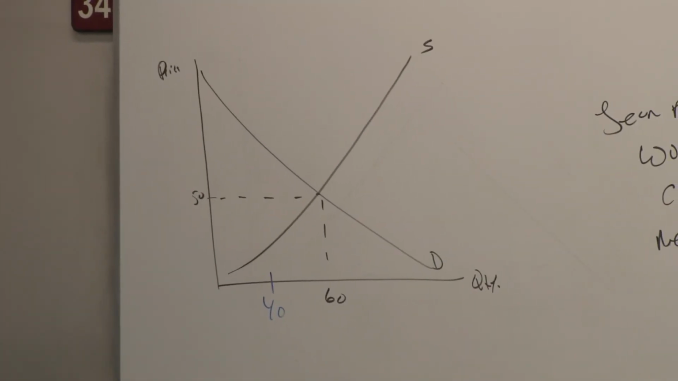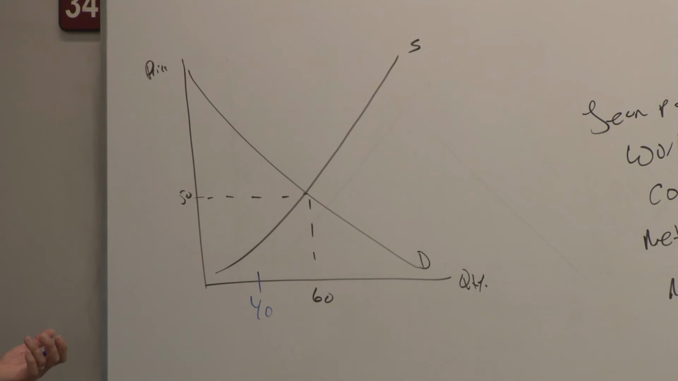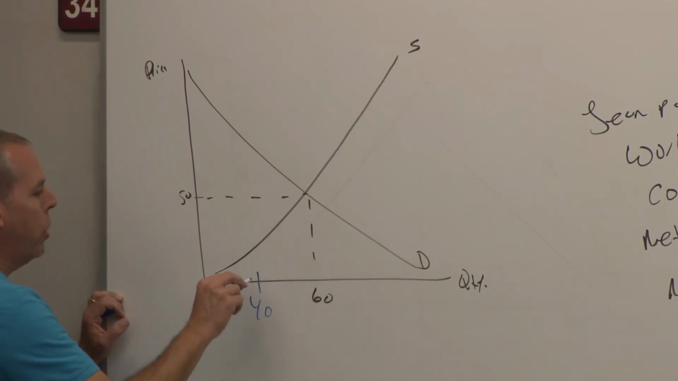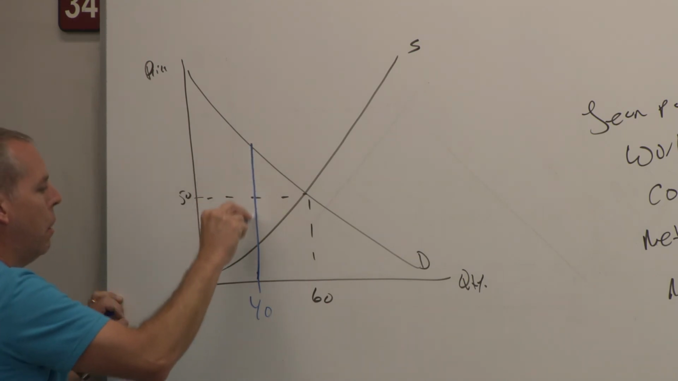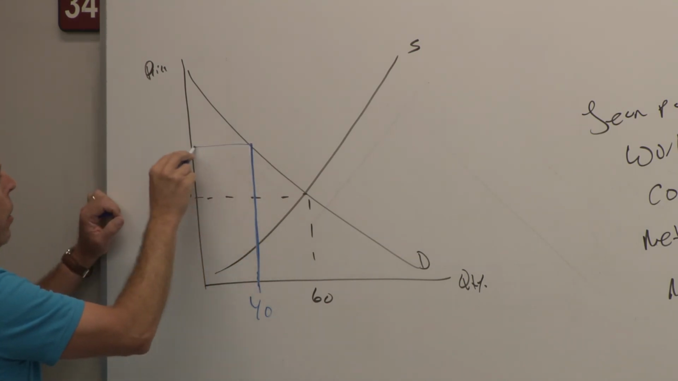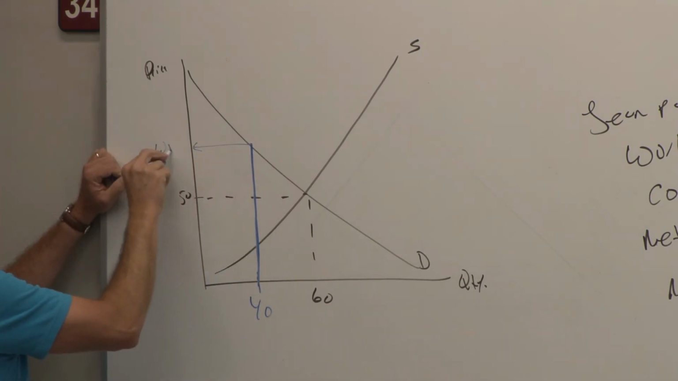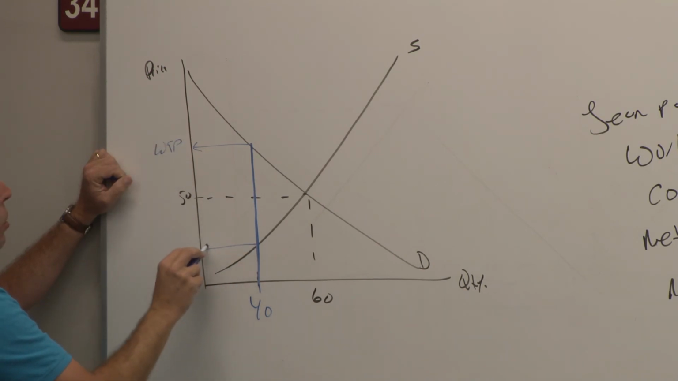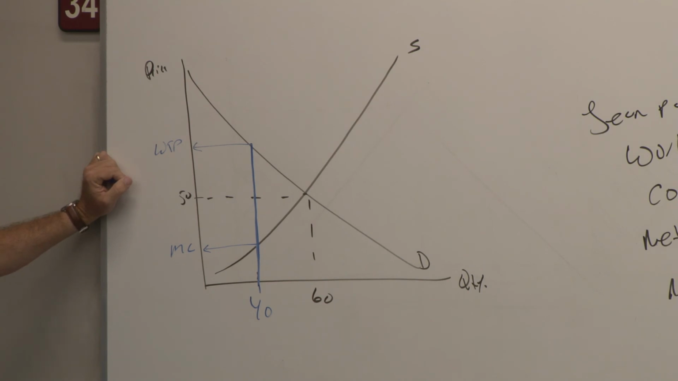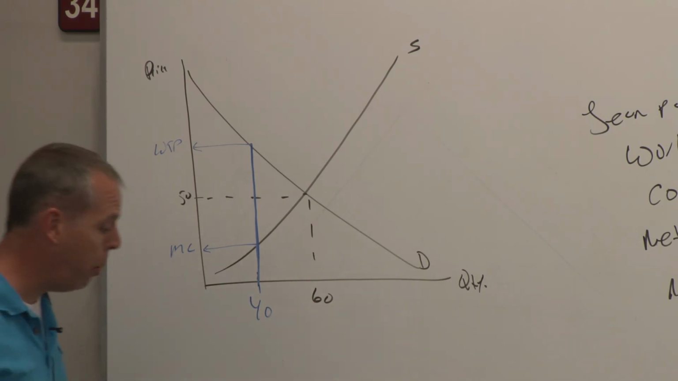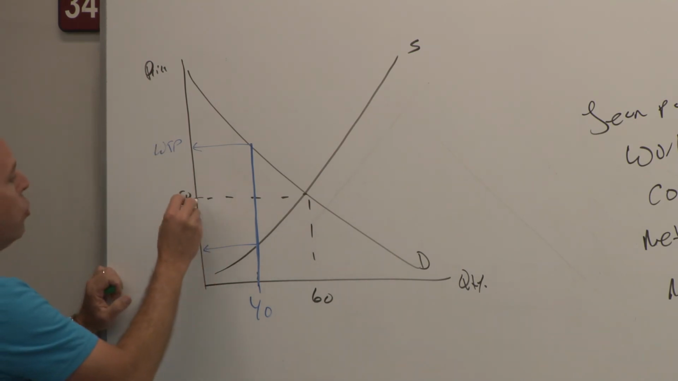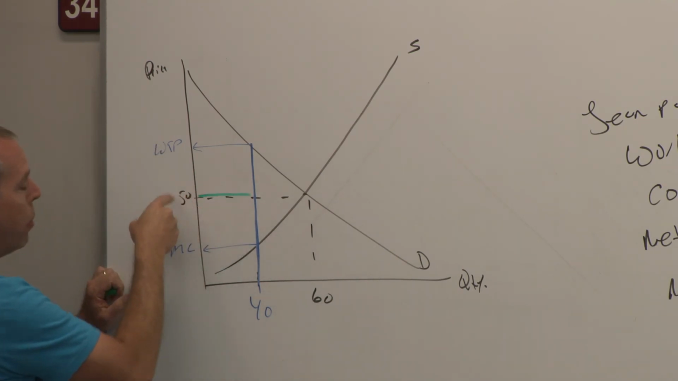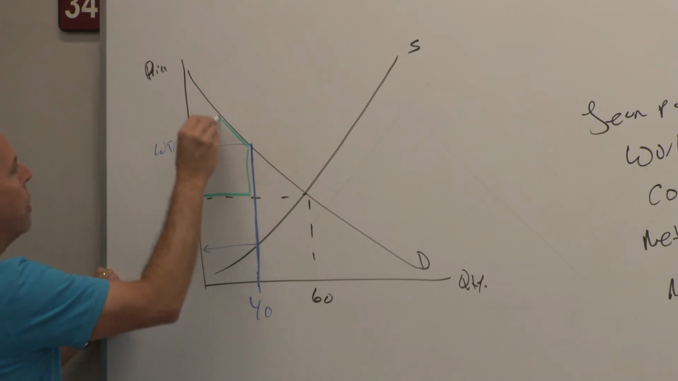For some reason, the government says it, aliens tell us, whatever it is, it doesn't matter. We stop here at 40. We don't go to 60. This 40th pair is worth this much. Here's how much people are willing to pay. This 40th pair costs this much. Here's how much it costs to make. Right? So if we stop here at 40 and don't make any more, consumer surplus, even if the price is 50, consumer surplus is this guy.